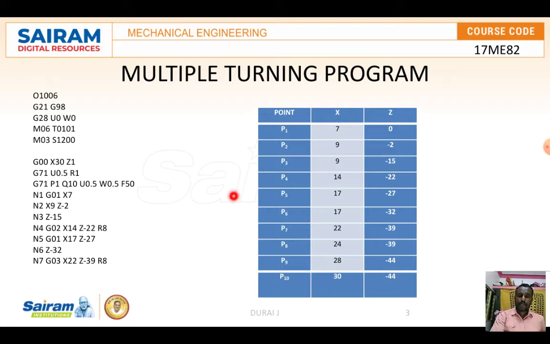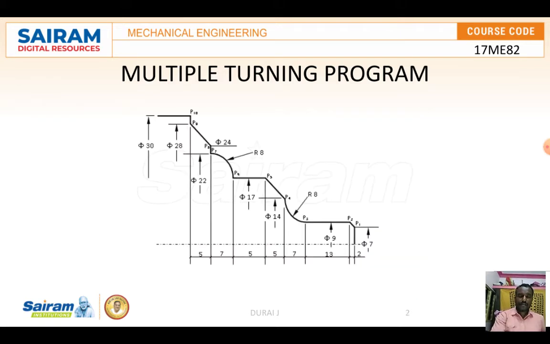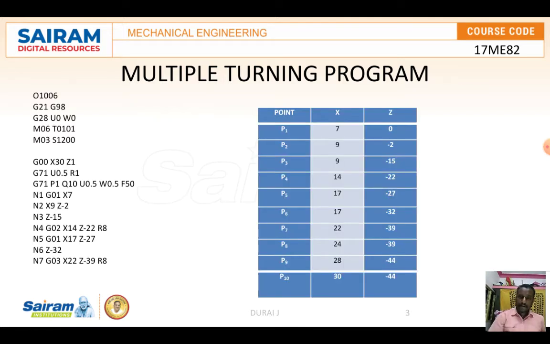So here the point P1, the coordinate point X and Z axis, is 7 comma 0, P2 is 9 comma minus 2, because this is the origin point. Towards the left side we are moving, so the length is a negative sign. Like this we are going to take up to P10. The maximum diameter is 30, and the length is minus 44 mm.